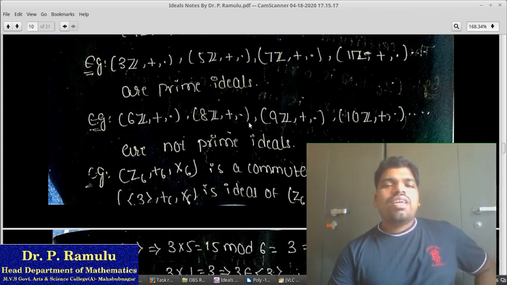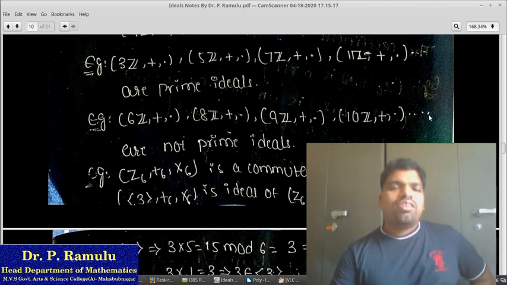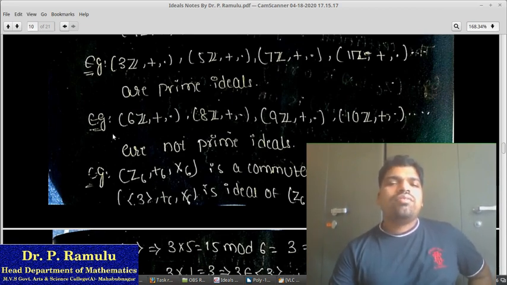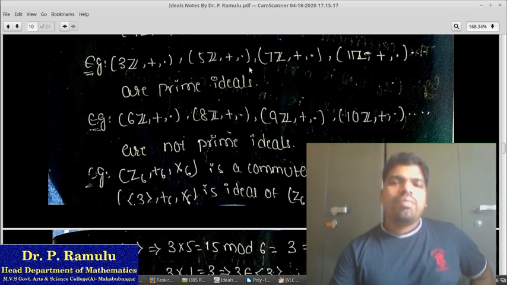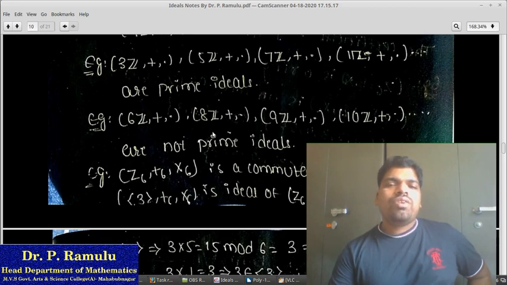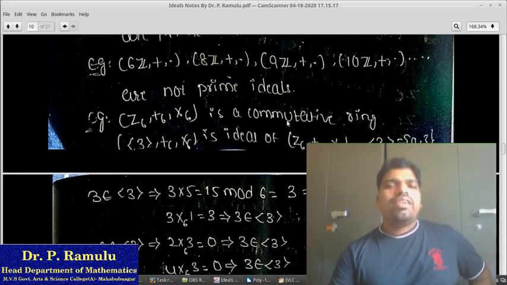So 6Z, 8Z, 9Z, 10Z and so on are not prime ideals. Here I am taking non-prime numbers, and here I am taking prime numbers. If I take a prime number, it is a prime ideal. If I do not take a prime number, it is not a prime ideal.